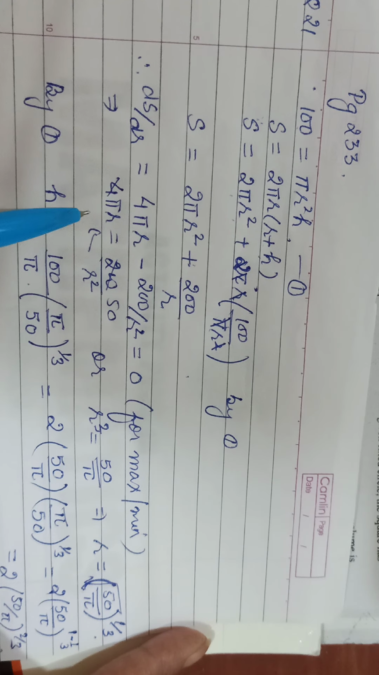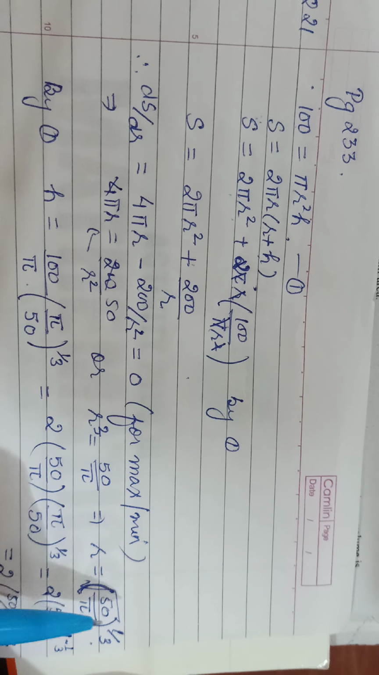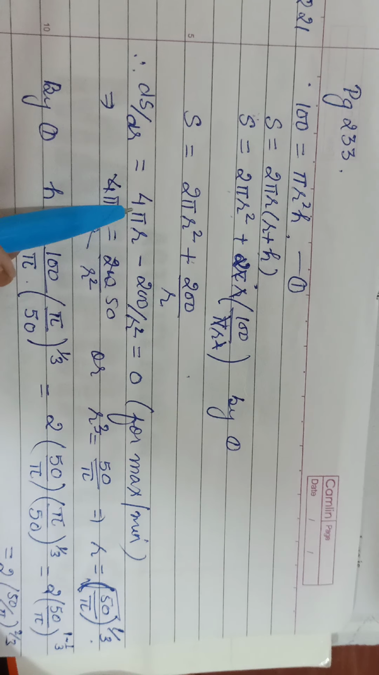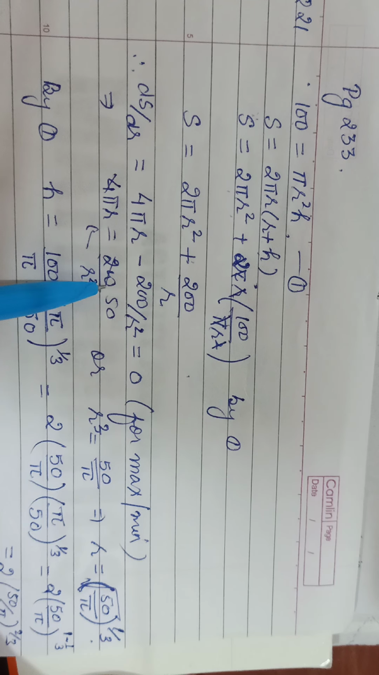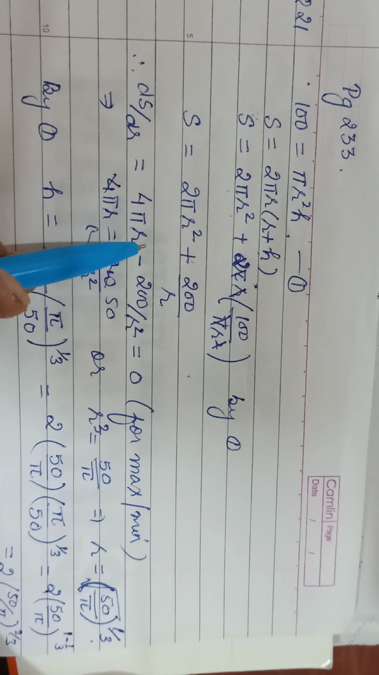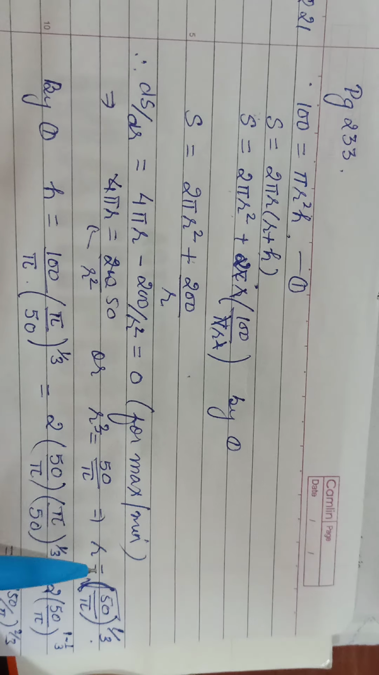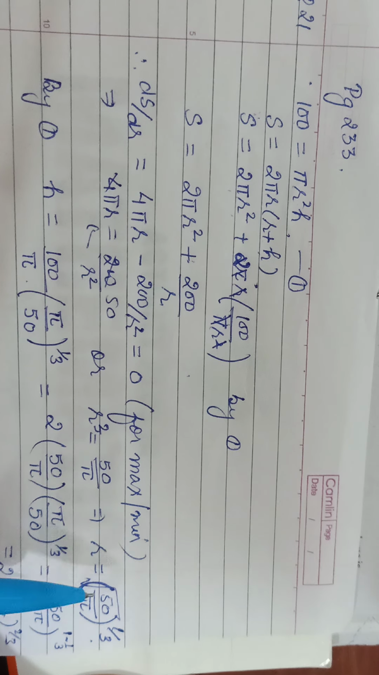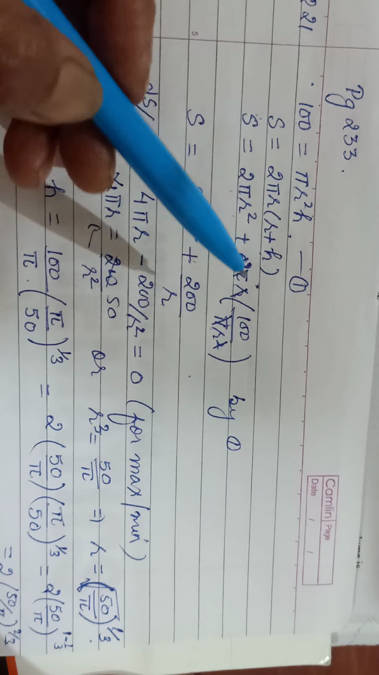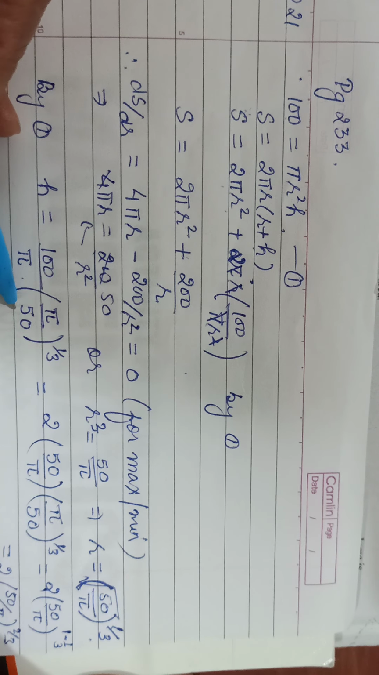From here you can evaluate r, which comes as r is equal to the cube root of 50 upon pi. Cancelling the 200, 50 times, and your r cube is equal to 50 upon pi. All right, so hence the cube root of r has come. Now you will evaluate h. The expression for h was already this, 100 upon pi r square.